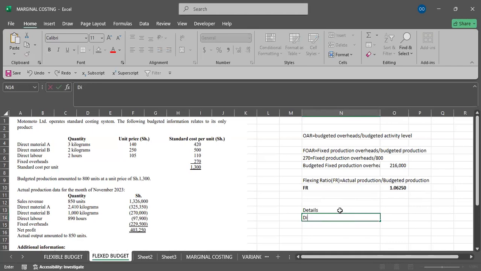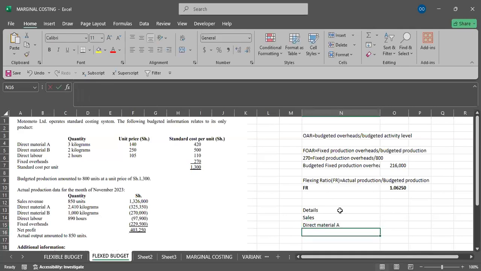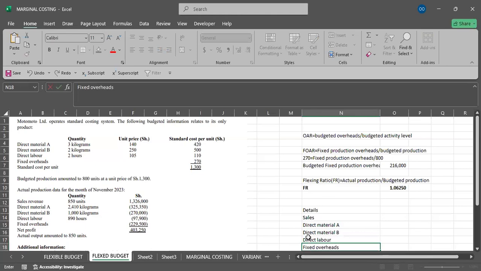Actually, we can start with sales. Then from sales, we now deduct all these expenses. So we have direct material A, direct material B, and of course direct labor, and then we have fixed overheads.